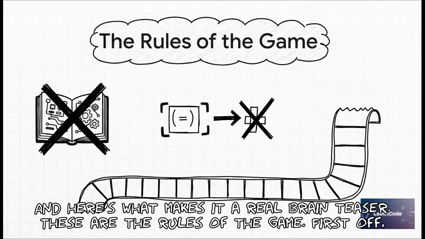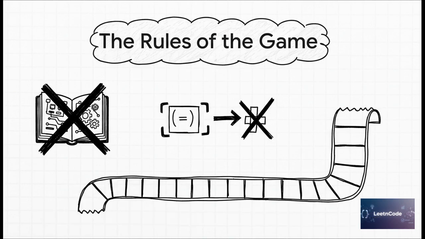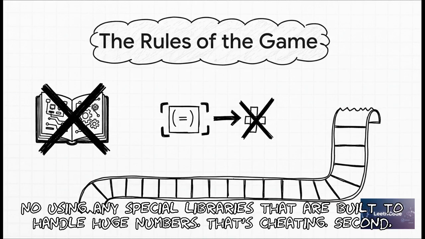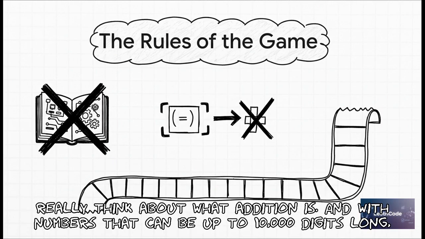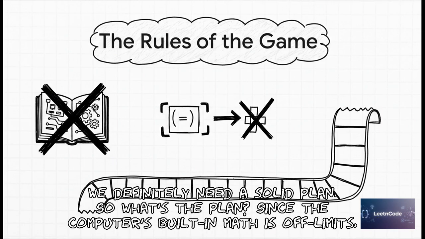And here's what makes it a real brain teaser. These are the rules of the game. First off, no using any special libraries that are built to handle huge numbers. That's cheating. Second, you are explicitly forbidden from converting the strings to integers directly. This forces us to really think about what addition is, and with numbers that can be up to 10,000 digits long, we definitely need a solid plan.